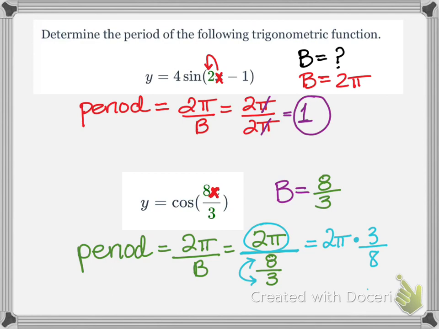And then I multiply horizontally. So that gives me 6 pi. Multiply horizontally. That gives me 8. But I know 6 and 8 can be reduced by a factor of 2. And there, my friends, is your period.